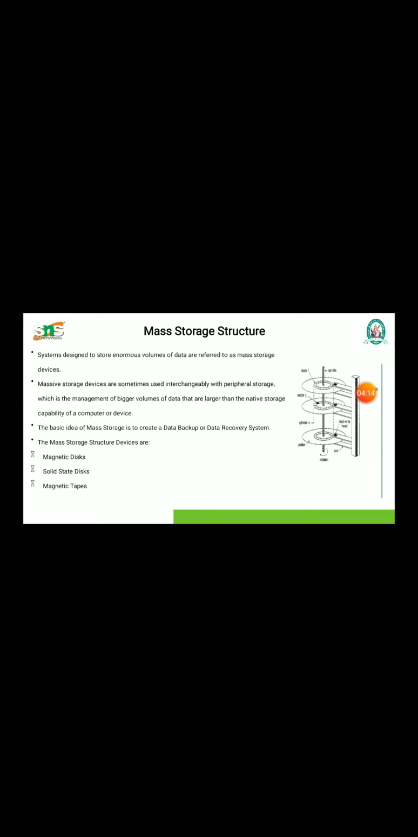The next one is the mass storage structure. Systems designed to store an enormous volume of data are referred to as mass storage devices. Massive storage devices are sometimes used interactively with peripheral storage, such as magnetic media, for bigger volumes of data that are larger than the native storage capacity of the computer or device. The basic idea of mass storage is to create a data backup or data recovery system. The mass storage devices are magnetic disk, solid state disk, and magnetic tape. The diagram depicts the structure of mass storage.